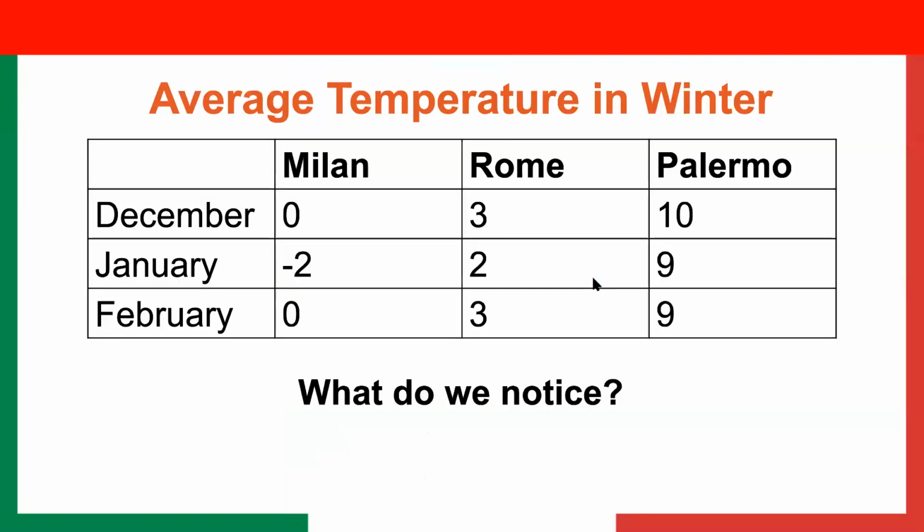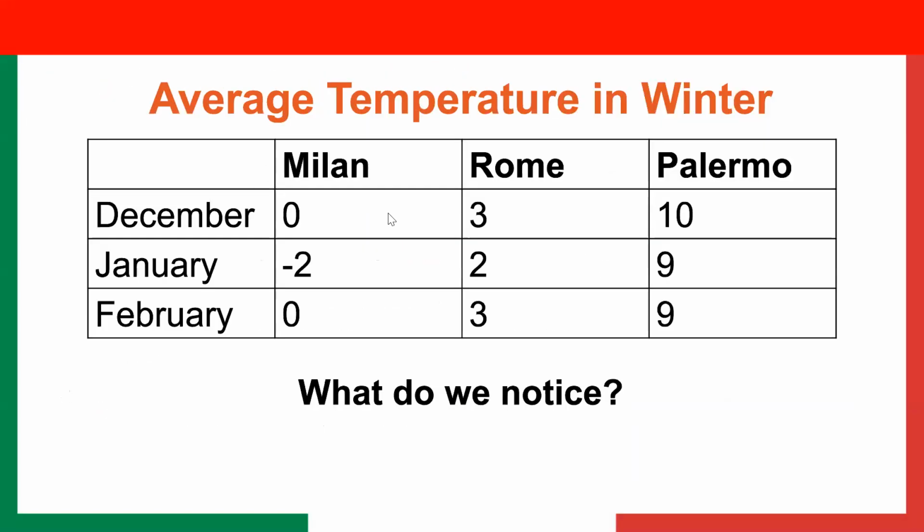Okay, I'm going to show you the average temperatures in winter for each of these places so we can see. Here we've got Milan, Rome and Palermo, and we can see the difference in those temperatures. Do you notice anything? I'm going to get you to pause the video, have a look at these and see if you notice the difference between these temperatures.